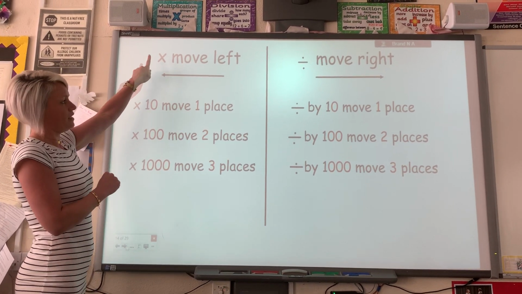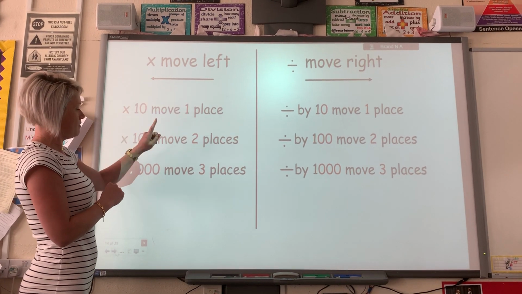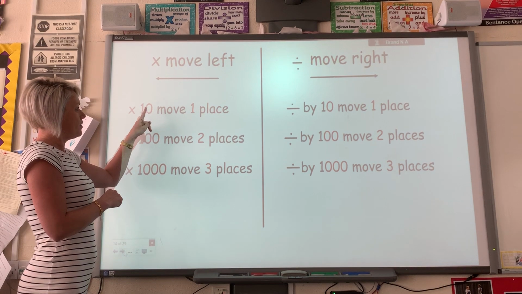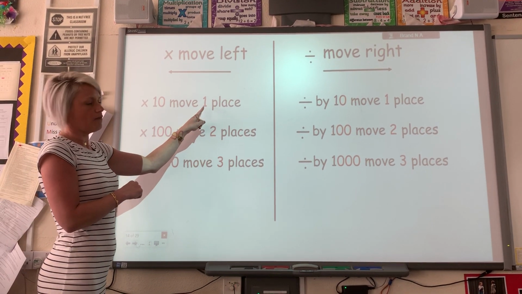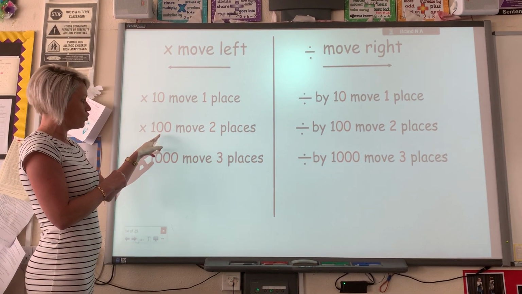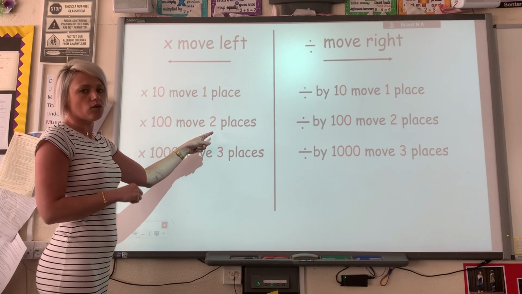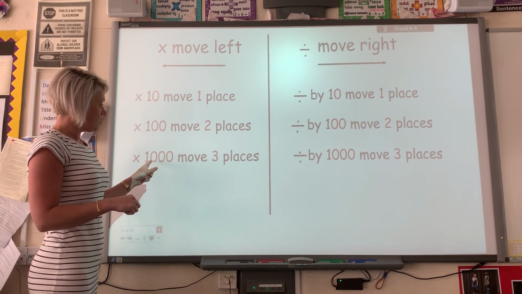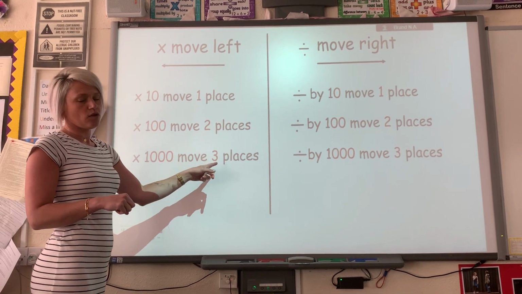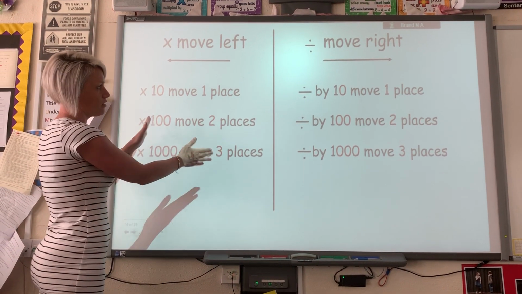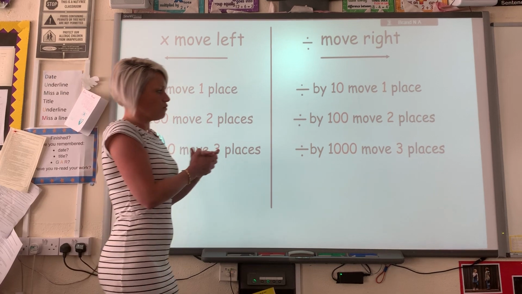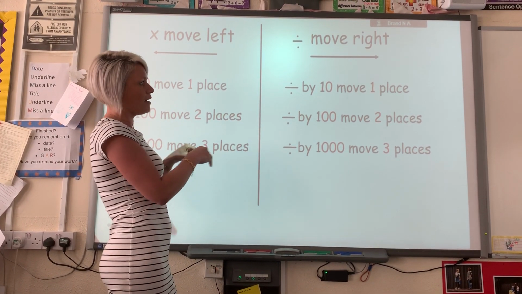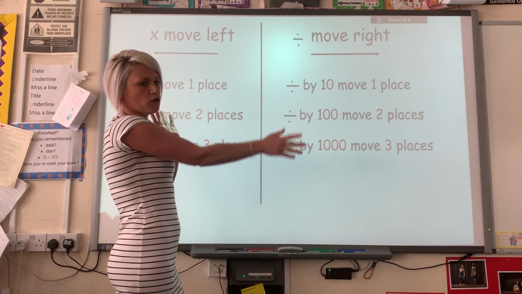When we're timesing, we move the numbers to the left. So when we multiply by 10, if you remember from yesterday, when there's 1 zero, we move it one place. We times by 100, there's 2 zeros, so we move all the digits 2 places. When we times by 1,000, there's 3 zeros, so we move all the digits 3 places, and that's going to the left. Whereas with dividing, which is what you're going to be doing today, it's still exactly the same pattern, but we're just moving them to the right.